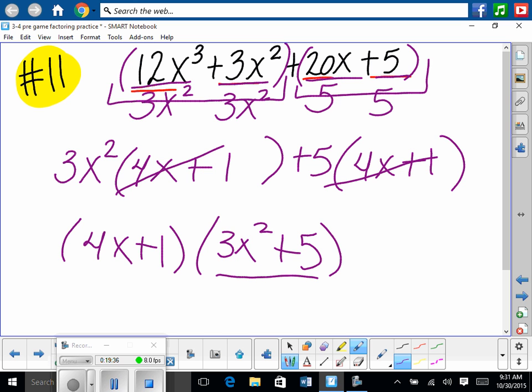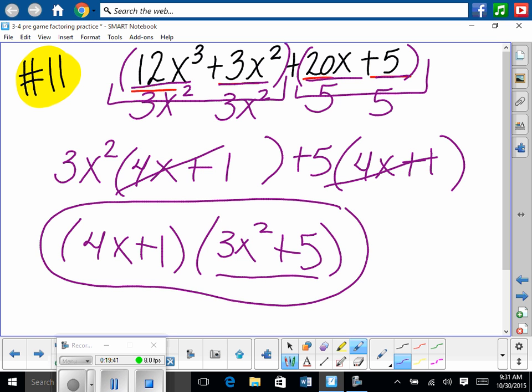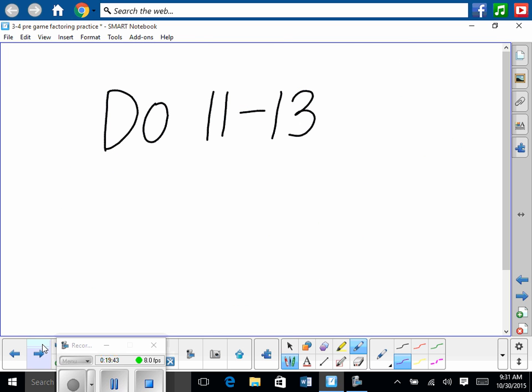Yeah, there's nothing that factors, so that's the most factored form. All right, guys, are you okay with factoring by grouping? Yes. Okay, would you mind please doing 11 through 13? Ready, set, go.